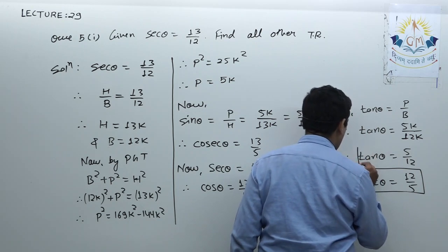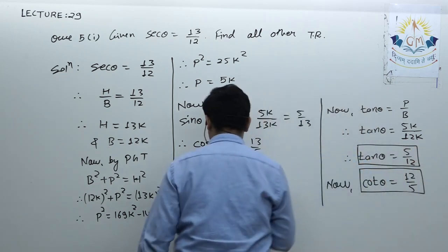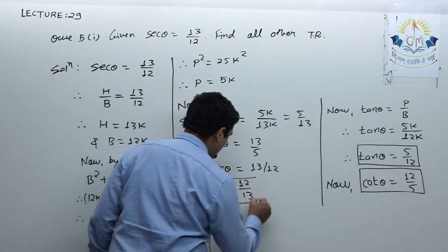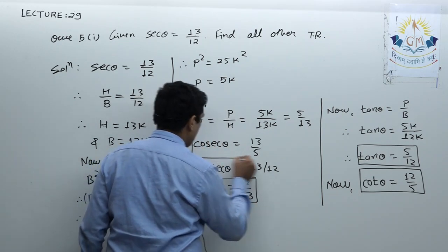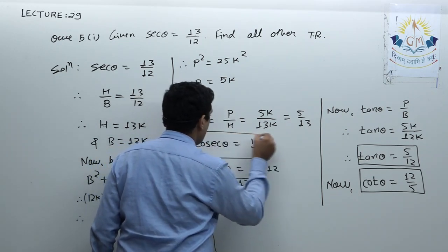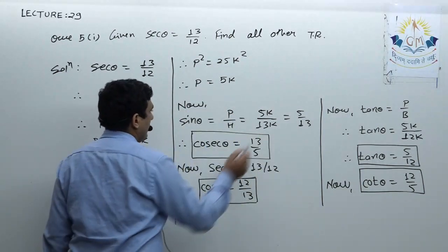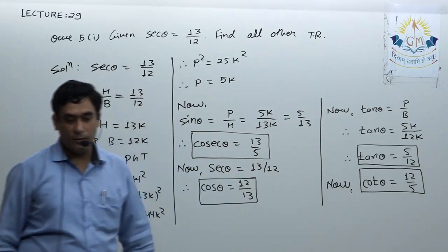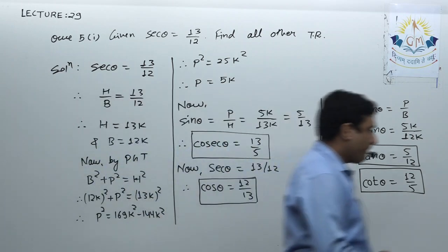So here we got all the trigonometric ratios other than the given one: sin theta, cosec theta, cos theta, tan theta and cot theta. So please note it down, then we'll see the next question.